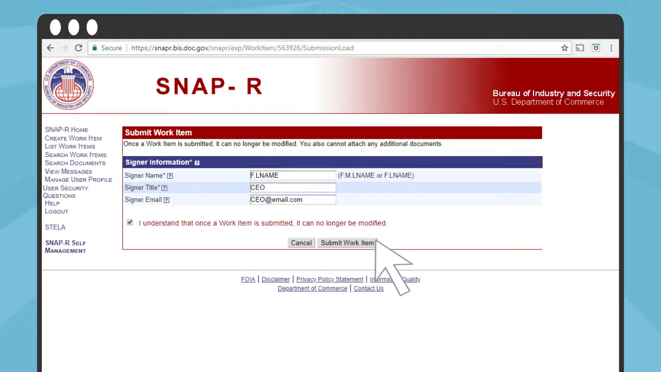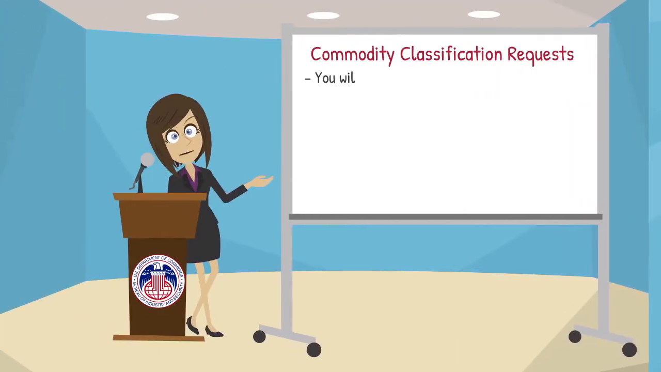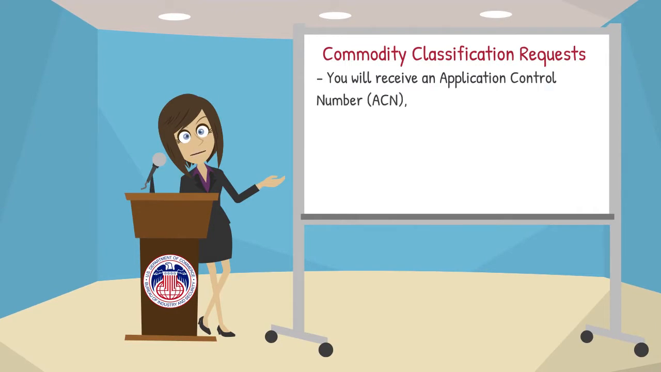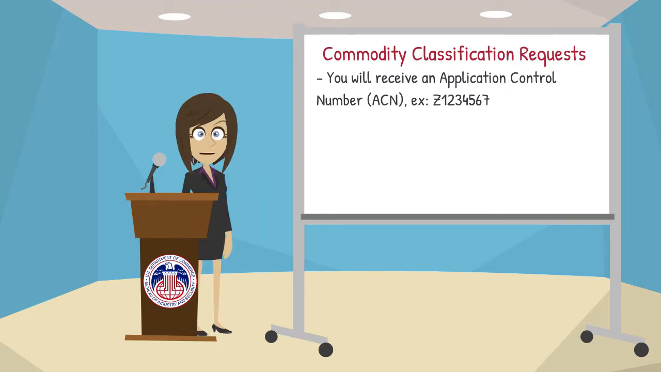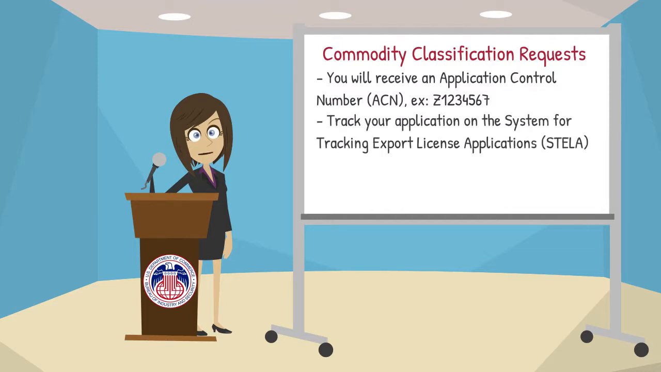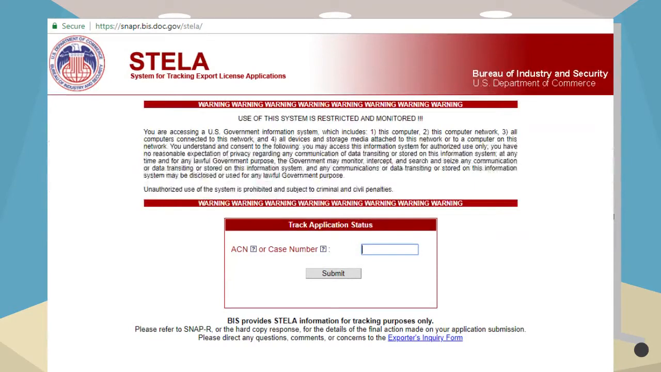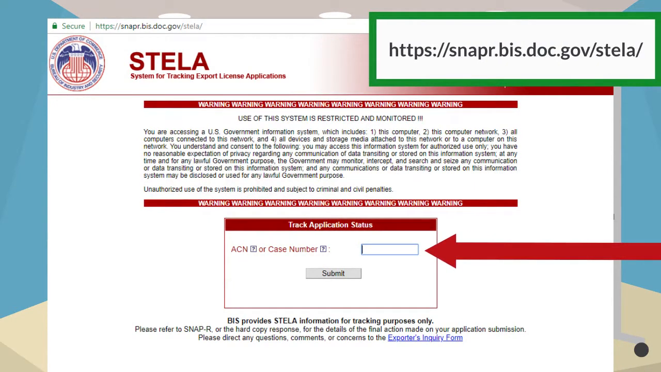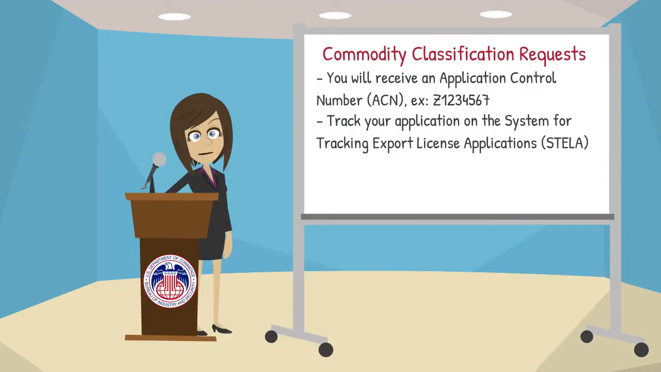A whiteboard appears in the next screen with the female character's dialogue transcribed onto the whiteboard. You will receive an application control number, ACN, when your work item has been successfully registered into the BIS system. An ACN starts with the letter Z followed by a string of numbers. You can check the status of your classification request on the System for Tracking Export License Applications, STELA, by entering the ACN in the field provided.